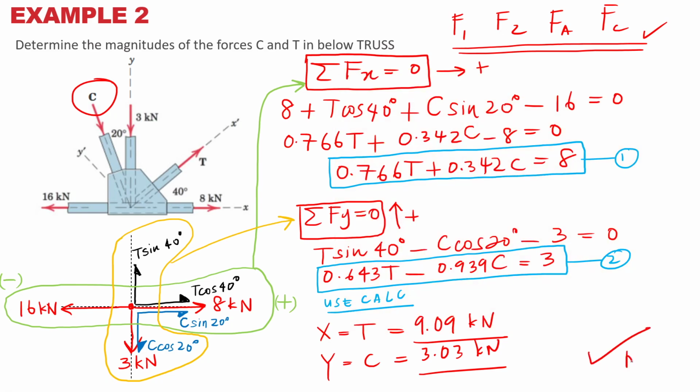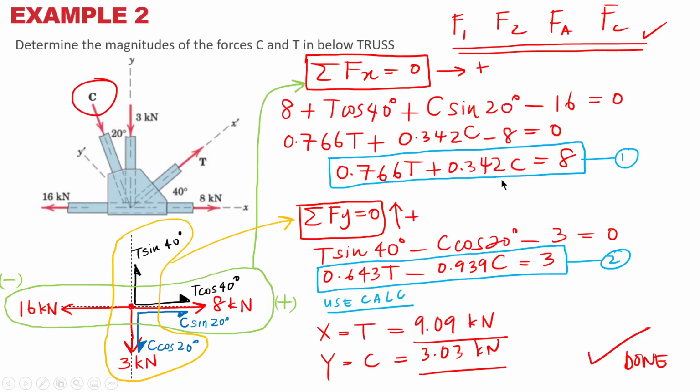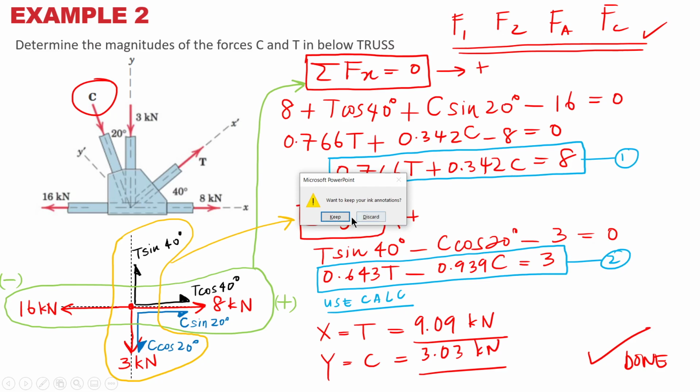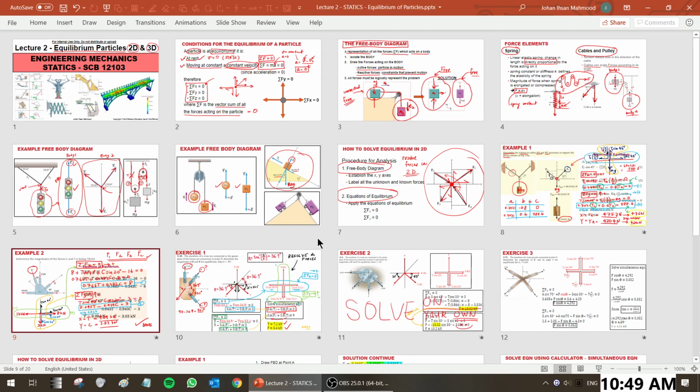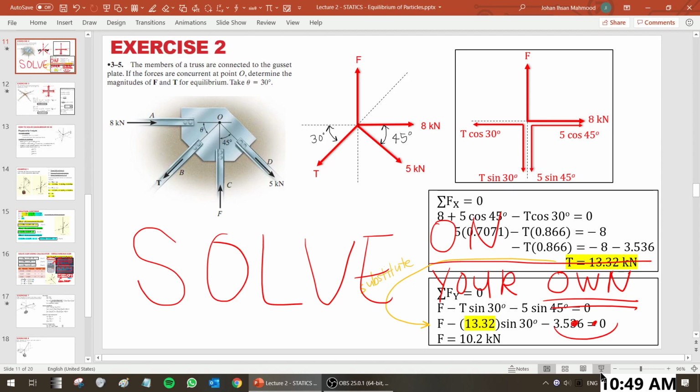So, done. How many questions have we done? Are you guys good already? We've done one. This one. How many questions have we done? 1, 2, 3, 4. Yeah, we've done a few things. I think two more. Two more. Proceed. One more. Let's do one more. I guess you can do it on your own.